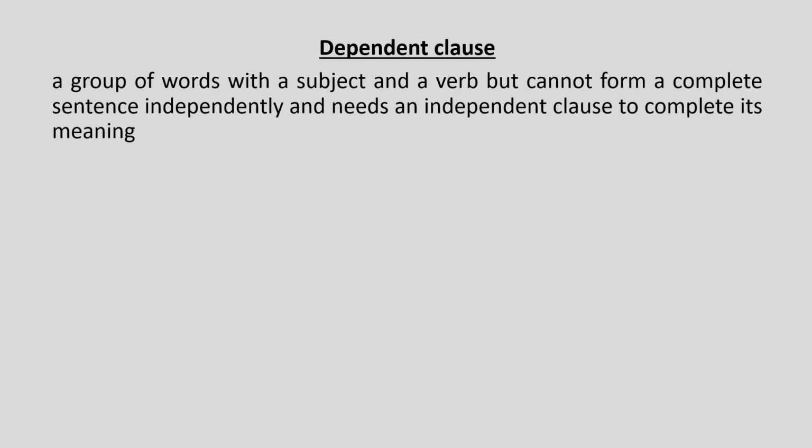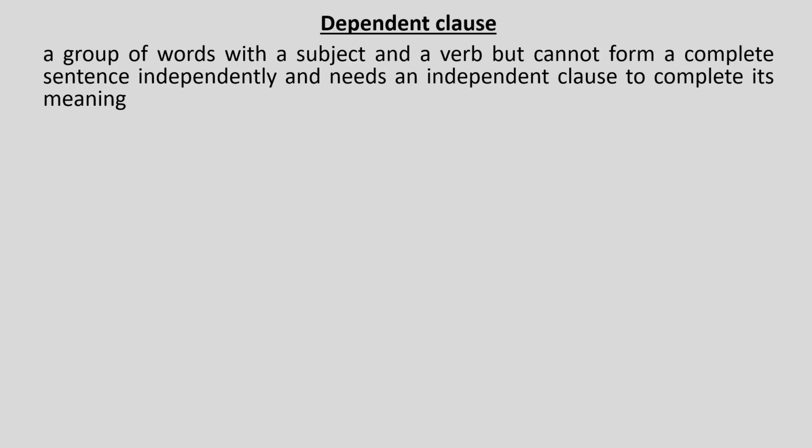Moving on to a dependent clause. A dependent clause is a group of words, just like an independent clause, with a subject and a verb, but the difference is that it cannot form a complete sentence independently and needs an independent clause to complete its meaning. Unlike the independent clause, the dependent clause cannot make meaning on its own, but it needs an independent clause to complete its meaning. Let us see some examples.